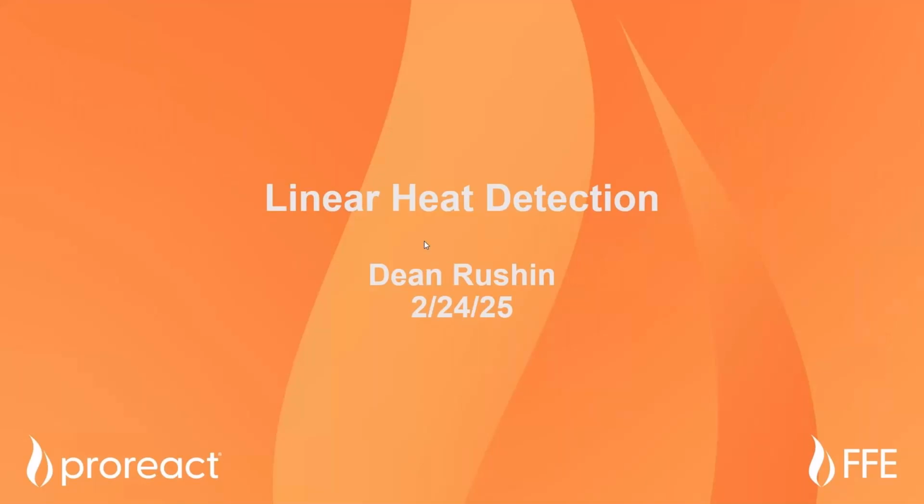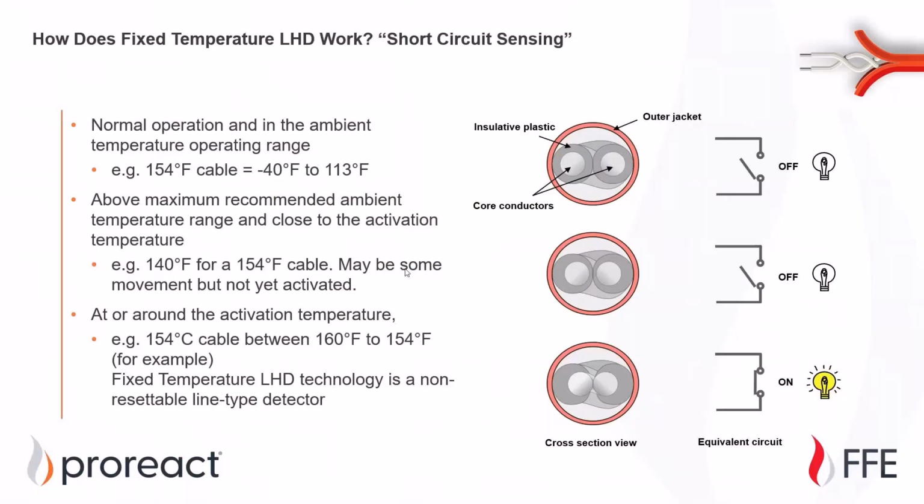So we'll get right into linear heat detection. And how does linear heat detection work? The first type, this is in reference to the fixed temperature variation of the product. This is the one that's been around for many, many years, most commonly known. It's also referred to sometimes as short circuit sensing.